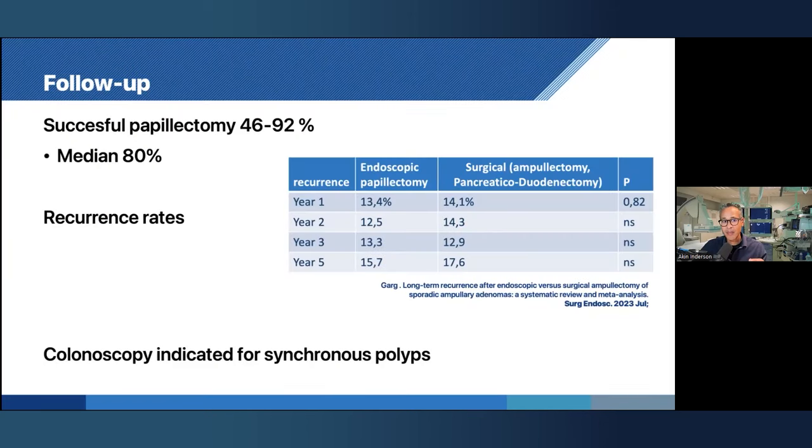Now, considering follow-up, in several series, we see that the success of papillectomy is about 80%. Recurrence rates after 5 years are about 15 to 18%, as mentioned in a recent meta-analysis. And mind to also do colonoscopy to screen for synchronous polyps of the colon.